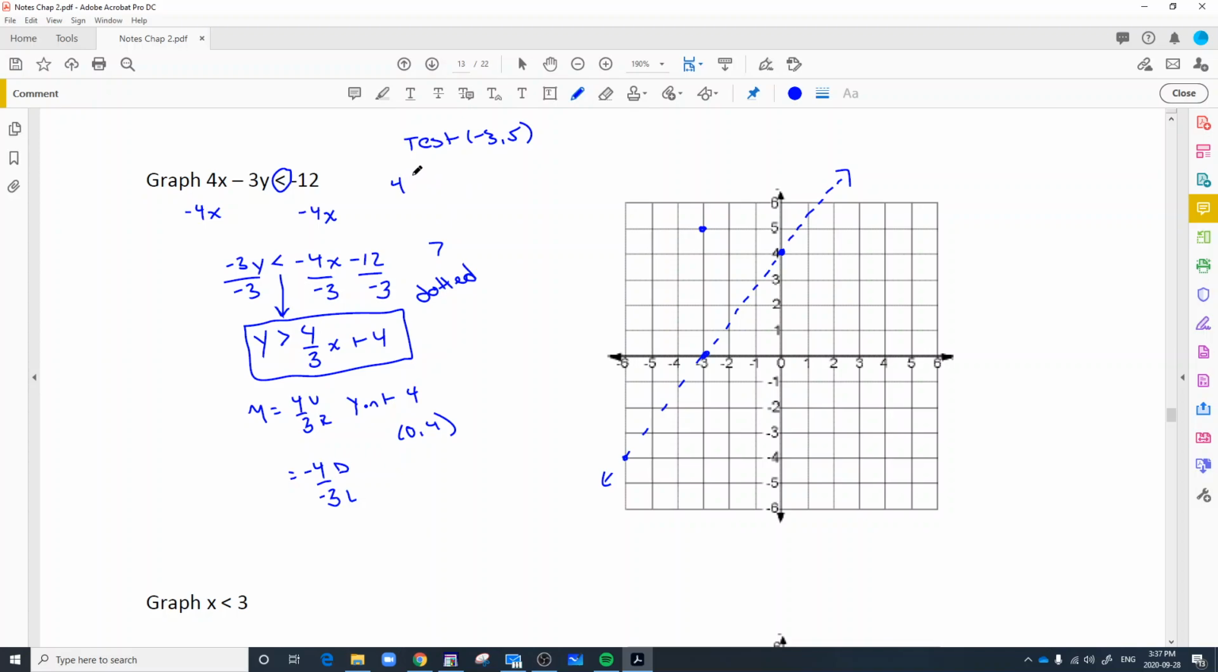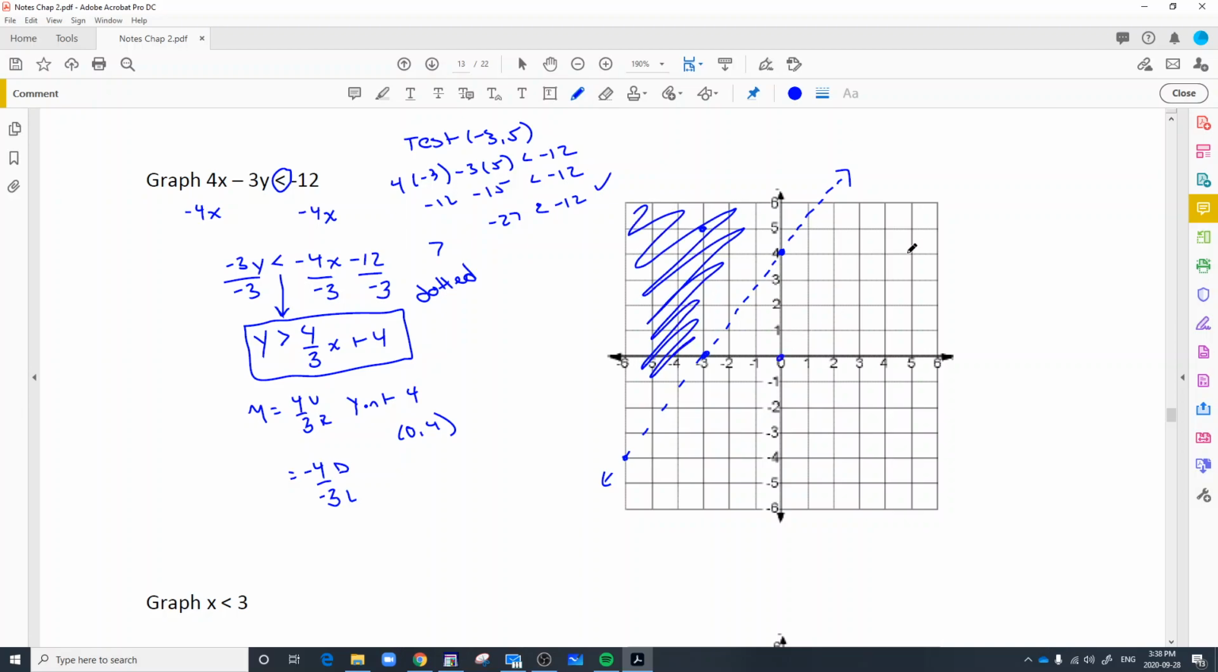So 4 times -3 minus 3 times 5, is that less than -12? Well, 4 times -3 is -12. Minus 15, is that less than -12? So that's -27. Is that less than -12? Yes. This point made the equation true.